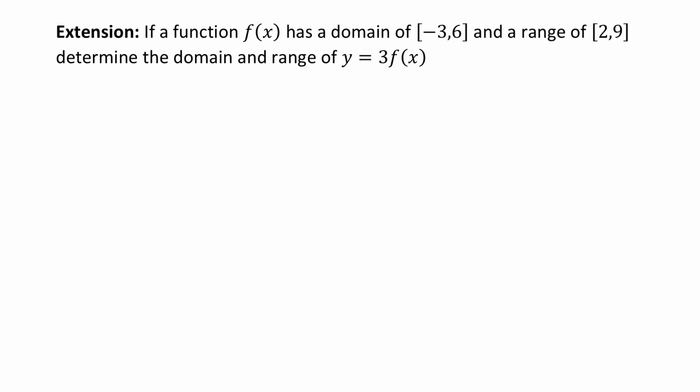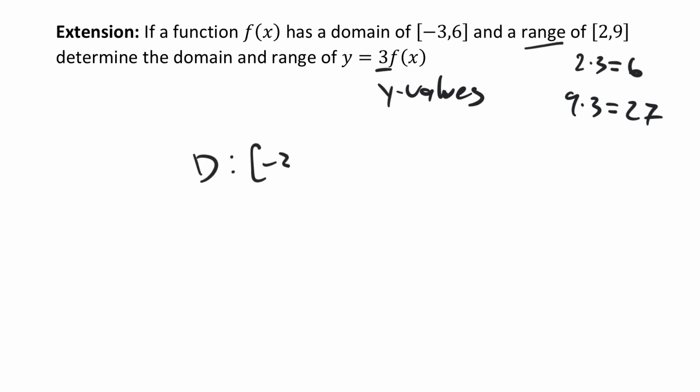Okay, what if we had a domain of -3 to 6, and instead of doing the inverse, we did 3 times f(x). We did a vertical stretch. Go ahead and pause the video and see if you can determine what that domain will be. All right, so the 3 affects the y values. And the y values get multiplied by 3. The y values are the range. So 2 times 3 is 6. 9 times 3 is 27. So we should have a domain from -3 to 6 and a range of 6 to 27.